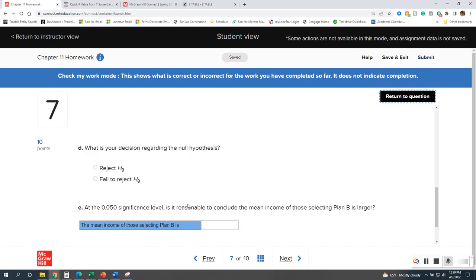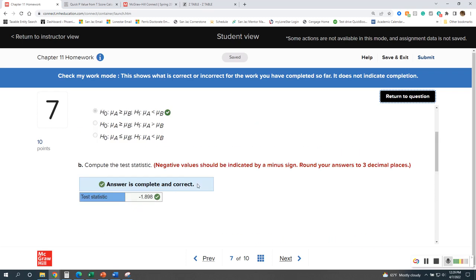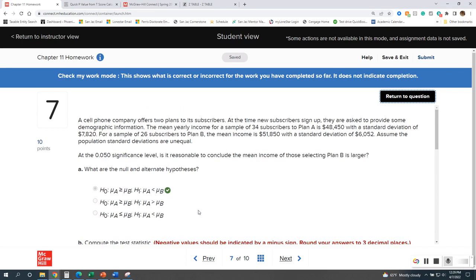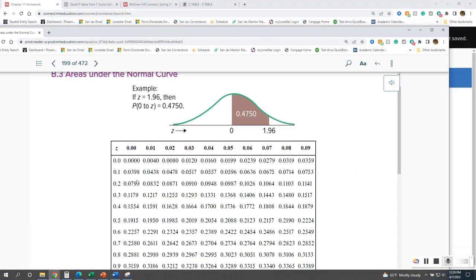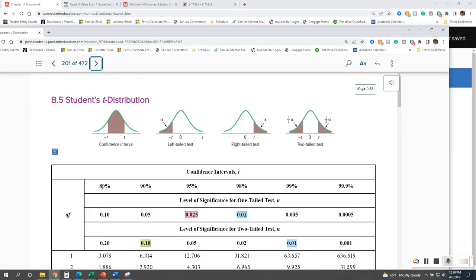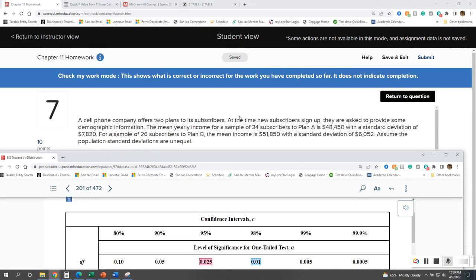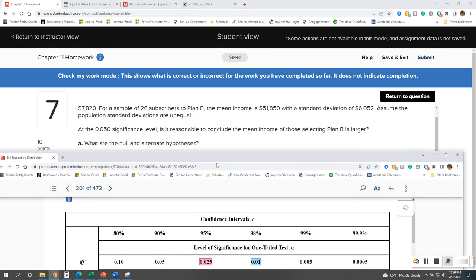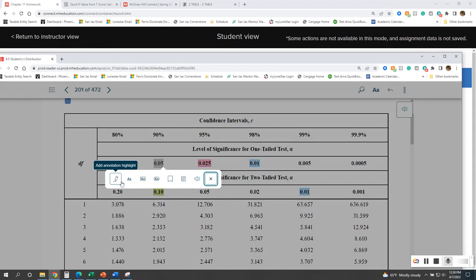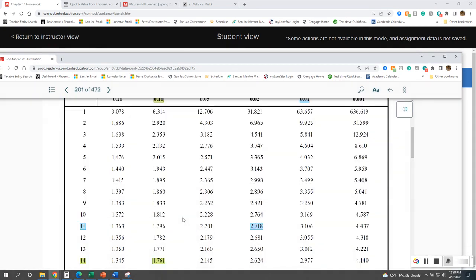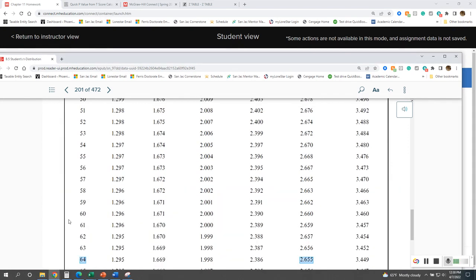Okay. Now, are we going to reject or fail to reject? And you know me, I like to use the test statistic a little bit more. So we're going to go to our T-chart, T-distribution. We had a significance level of 0.05 on a 1 tail, and our degrees of freedom were all the way to 57.